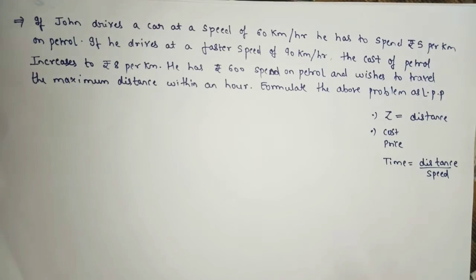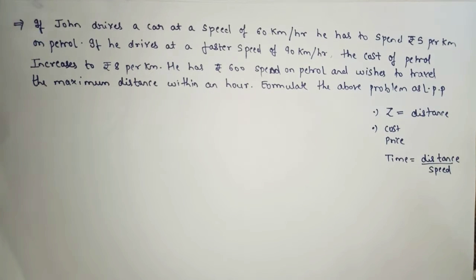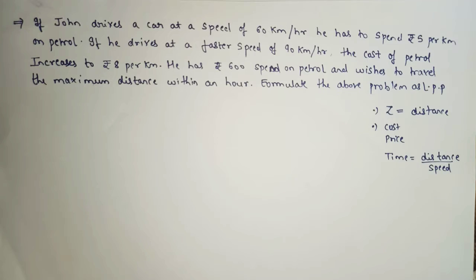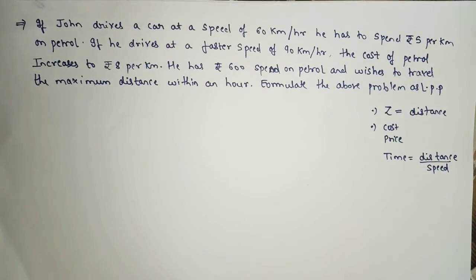So let's move on to the next one. That is the last sum and the last part of your exercise, as well as the chapter also. As I told, we divided this chapter into two types. Your first exercise is based on the formulation, and the second exercise is based on the graphical method.